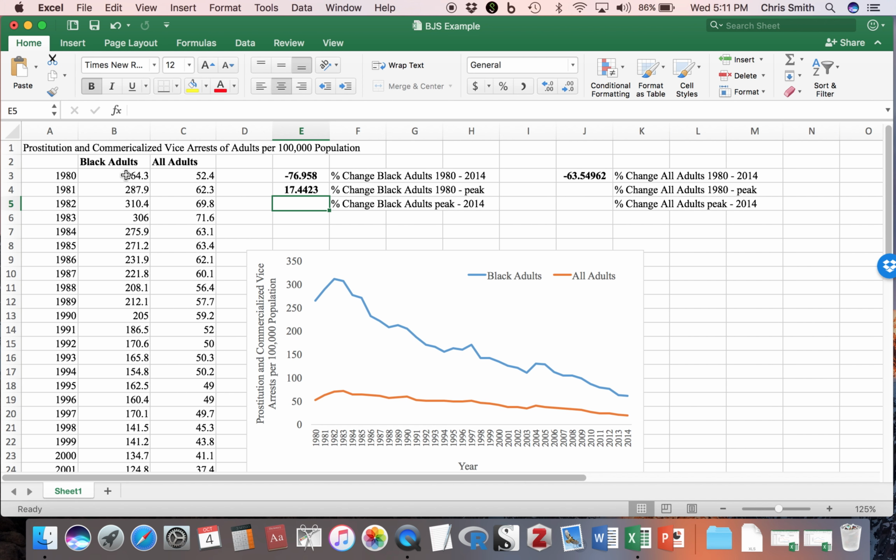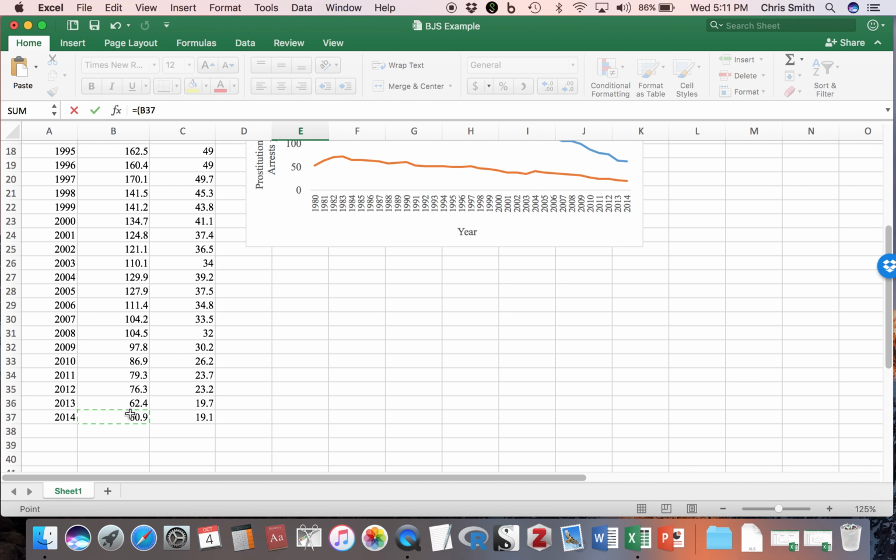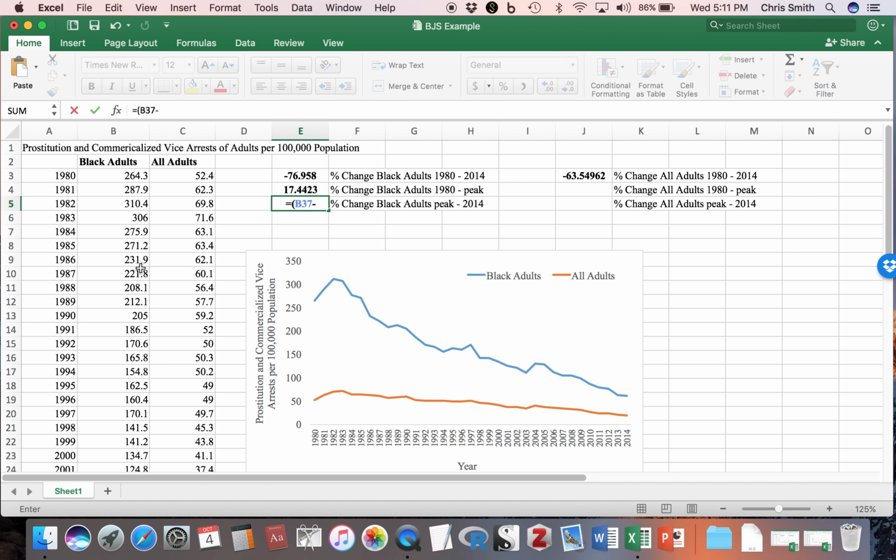Question number 3, what was the percent change from the highest data point to the most recent data point? Remember, you're always starting with your most recent in your formula. Now I divide by the highest. An 80% decrease. For this, I would write something like, the most dramatic change in the arrest rate for prostitution and commercialized vice for Black adults occurred from 1982 to 2014 when there was an 80% decrease in arrest rates.